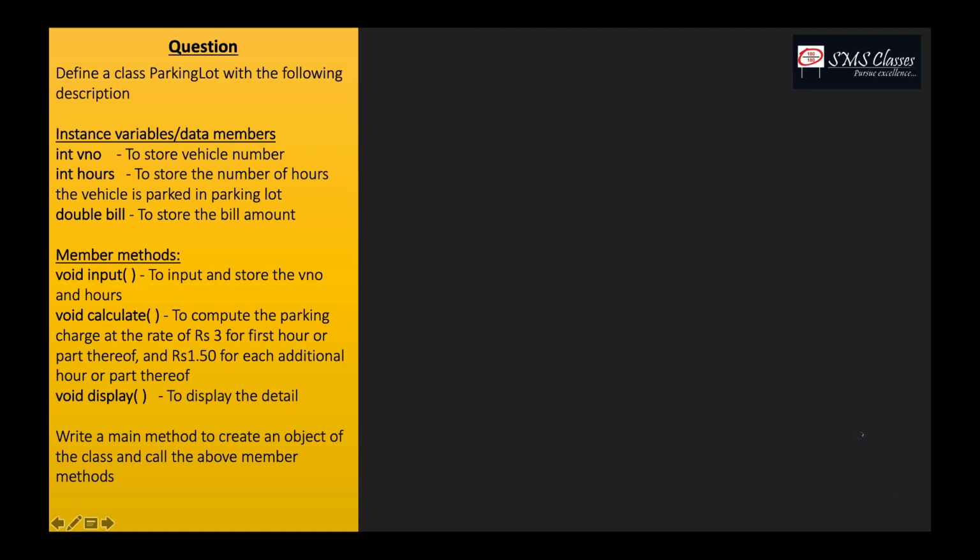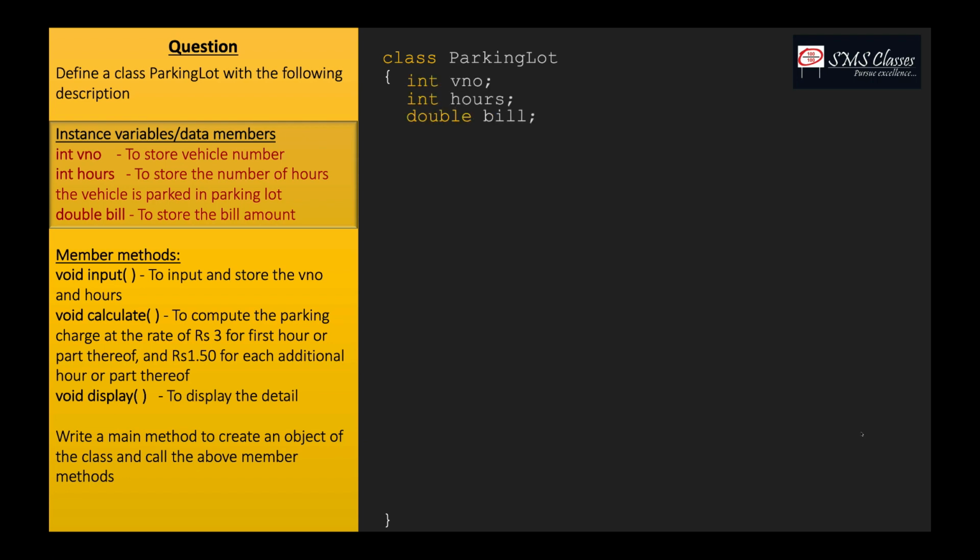First, the question says, define a class parking lot. So we write a class parking lot. Next, instance variables slash data members. That is, global variables in the class. So in this case, we need 3 variables. So we go ahead and declare them.